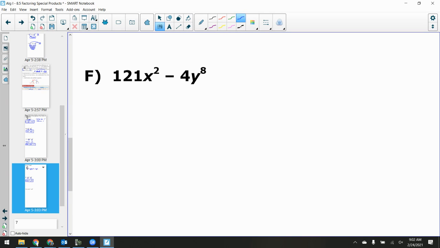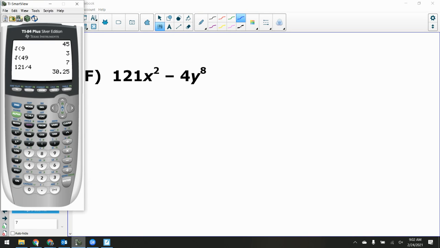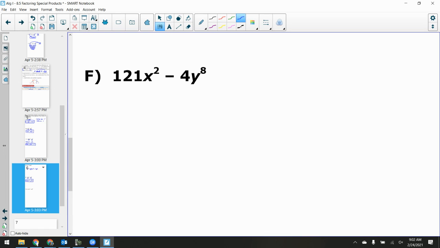Is 121 a perfect square? Yes. If I go to my calculator and I square root 121, I get 11. Is x squared a perfect square? Yeah. Is 4 a perfect square? Is y to the 8th a perfect square? So everything is a perfect square and there's a minus. So I know that I could go to my 2 parentheses, one's a minus, one's a plus.